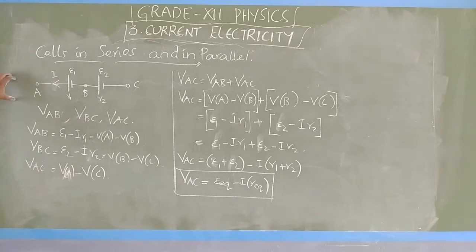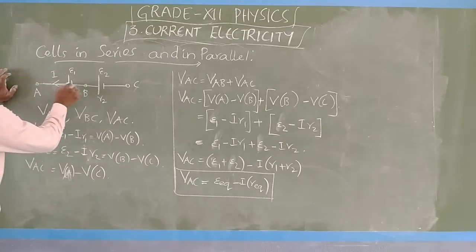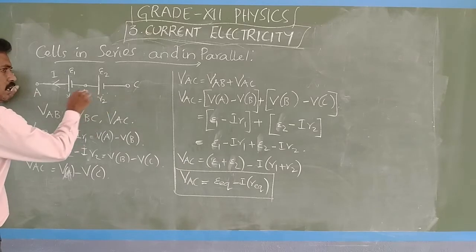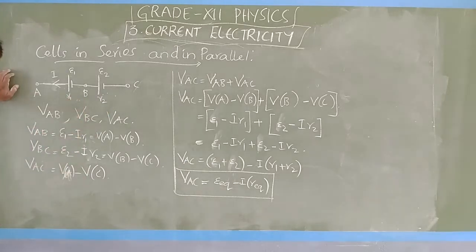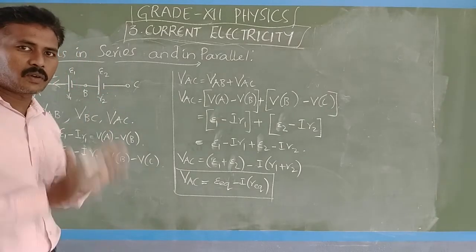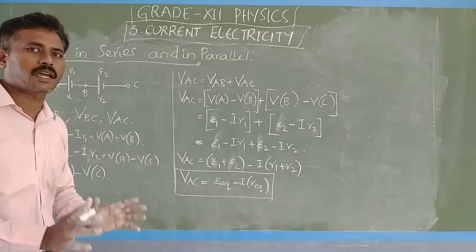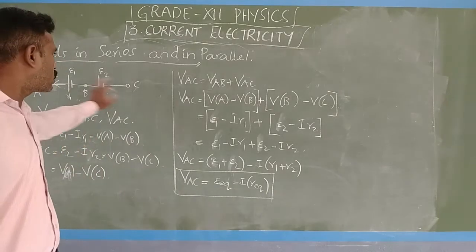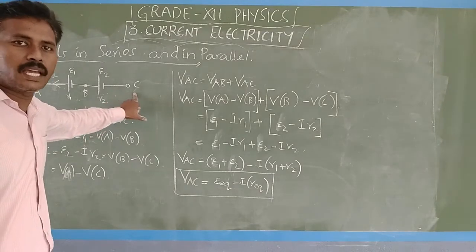I repeat the concept. So here I have added 2 cells in series. Now I will check how these 2 cells will be adding the potential difference and the internal resistance. The potential difference and internal resistance I will add, now I am going to show you. So the total potential difference is across only A and C.